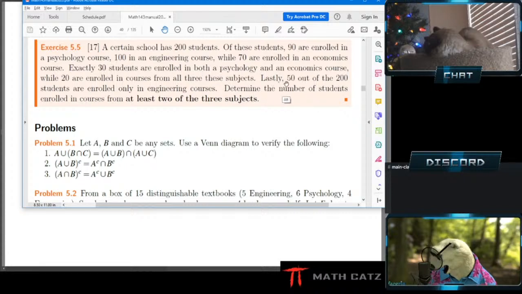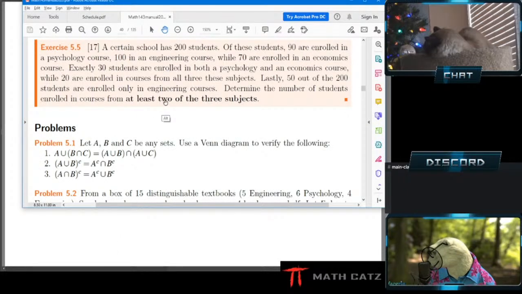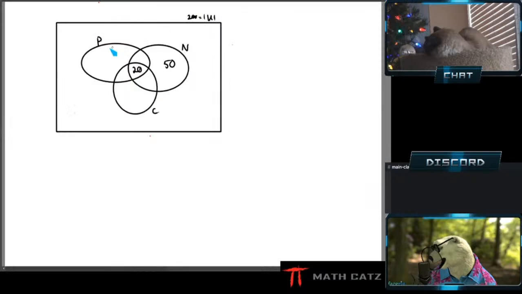I'll keep going. Lastly, 50 out of the 200 students are enrolled only in engineering. Only in engineering. Yeah, I could put that in, sure. That's exactly this one region. Sweet. Is there anything that is locked? I'm pretty sure this 30 is unlocking a region. 30 students are enrolled in both psychology and economics. Psychology, economics, 30. Well, I have the 20 of these 2 regions, so that one has to be a 10.